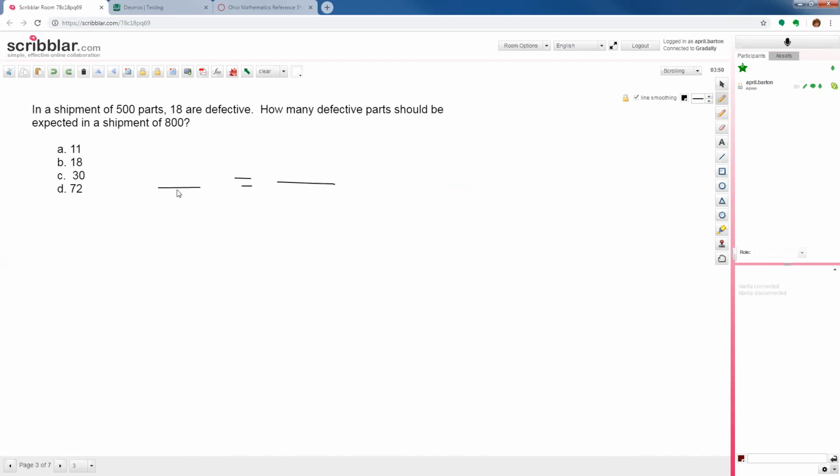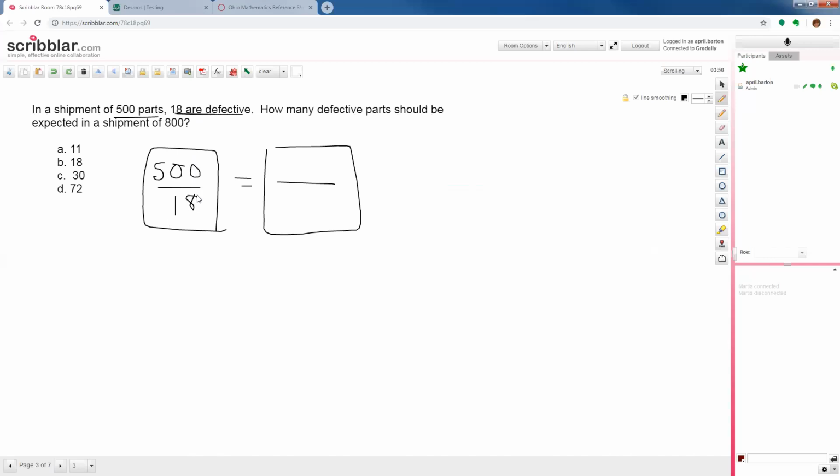So when you set up a proportion, you've got to have like things. One whole side is related to each other somehow, and the same thing with the other whole side. So let's read the question so we can have a little more context. In a shipment of 500 parts, 18 are defective. So the 500 relates to the 18 because they were connected. 18 of those 500 parts are defective. So we can set up our fraction.